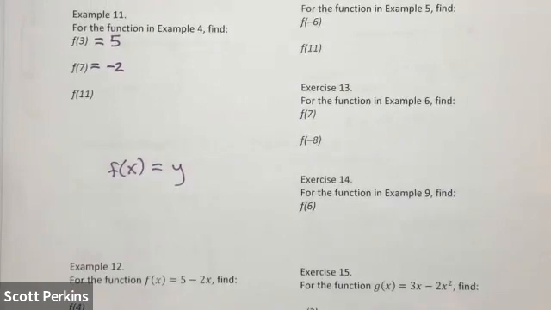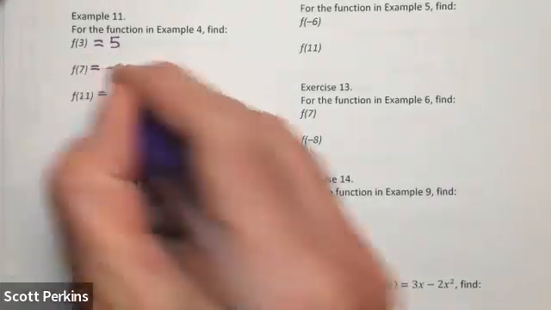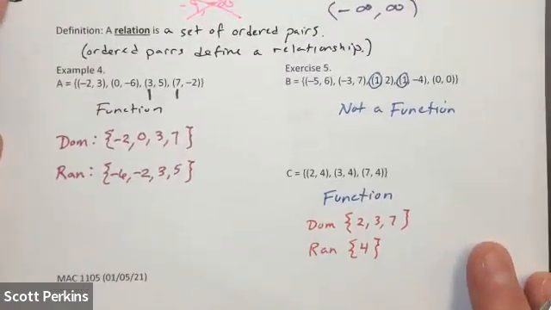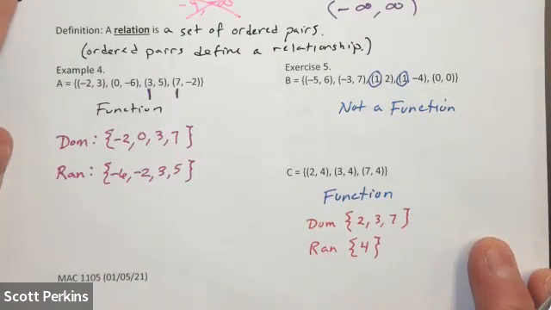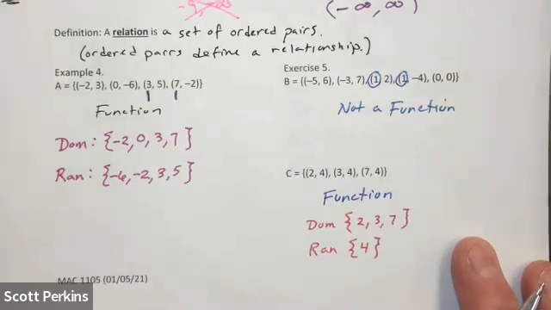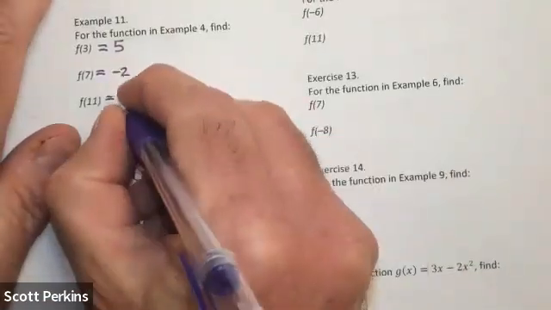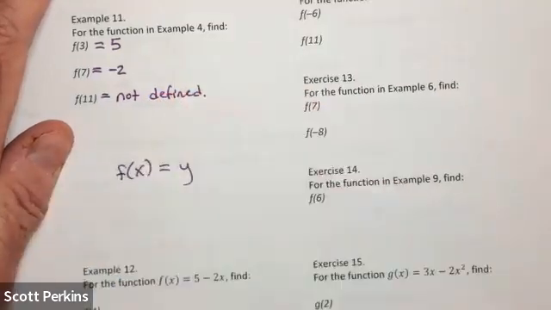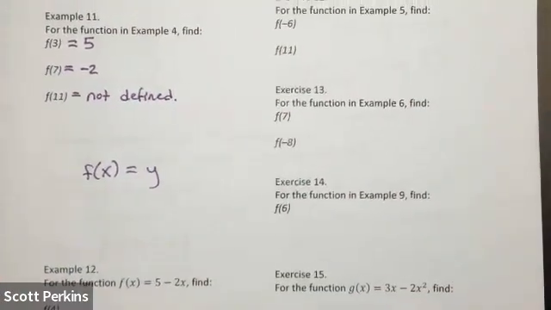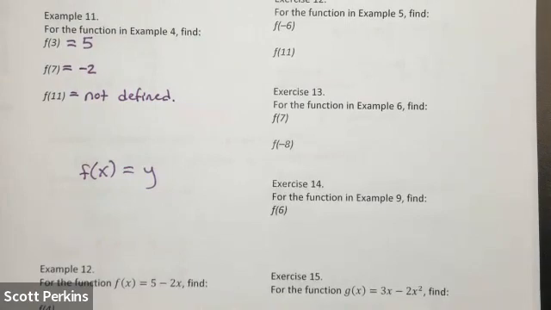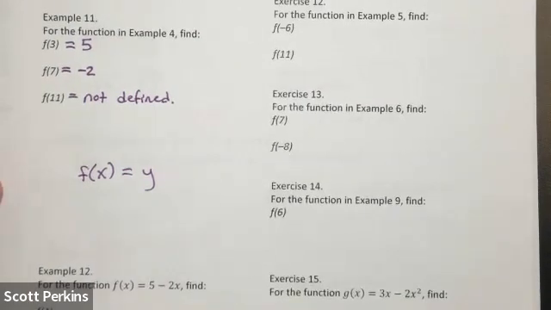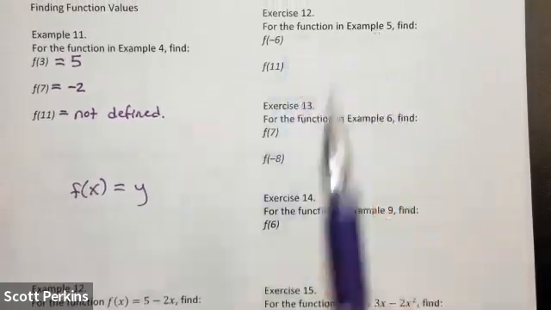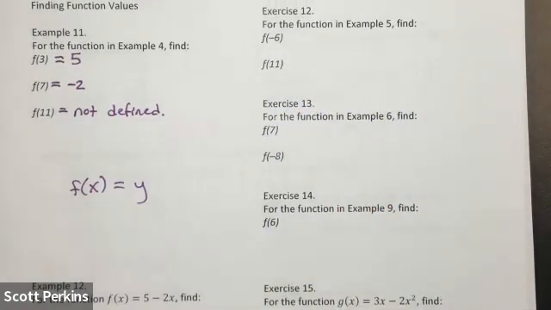All right, last one, function value at 11. So let's go back to the front page. Which ordered pair has an x value of 11? None of them. So what we say is this relation is not defined. That won't happen all the time, but I just wanted to cover it in my example. So what I would like you to do, exercise 12 says, we determined example 5 was a function. Find these corresponding function values, please.